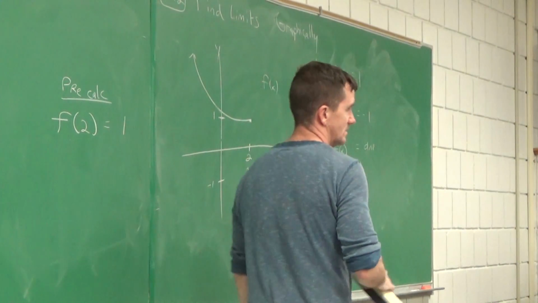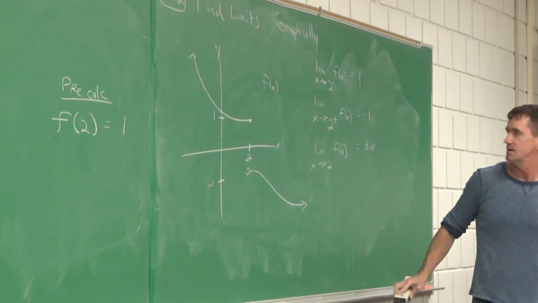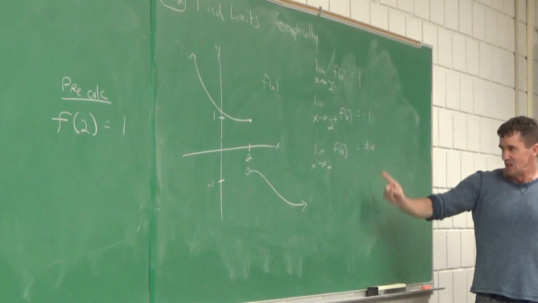Here's my next problem. Oh, go ahead. If they were equal real quick, so if it was 1 and 1, then the limit would be 1. Okay.